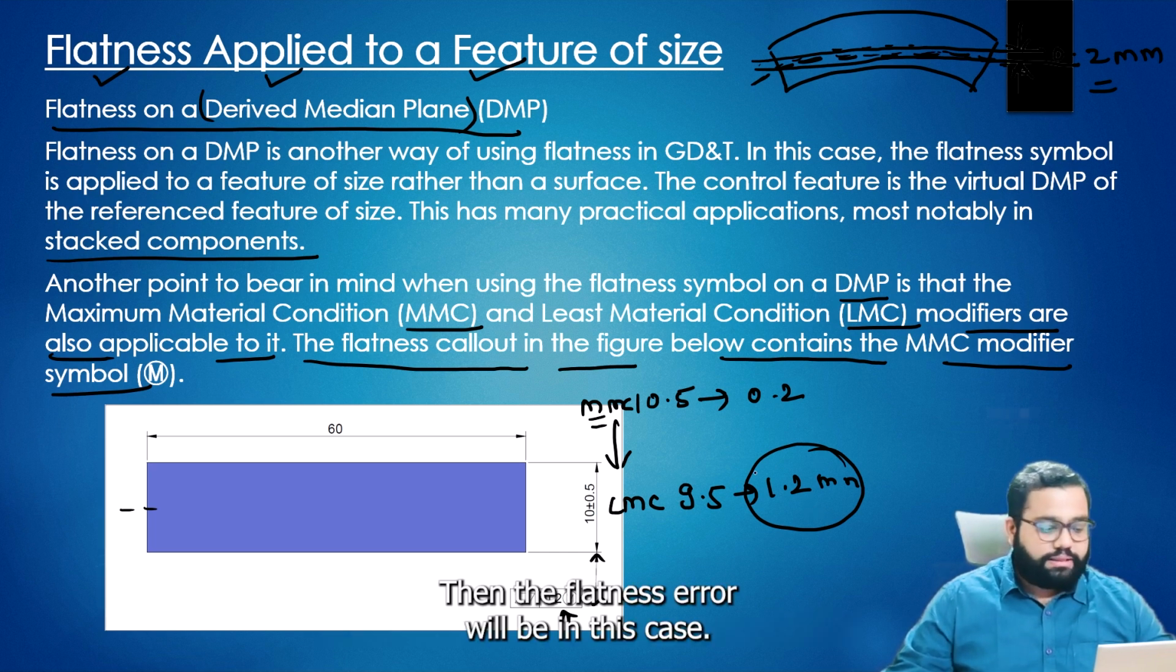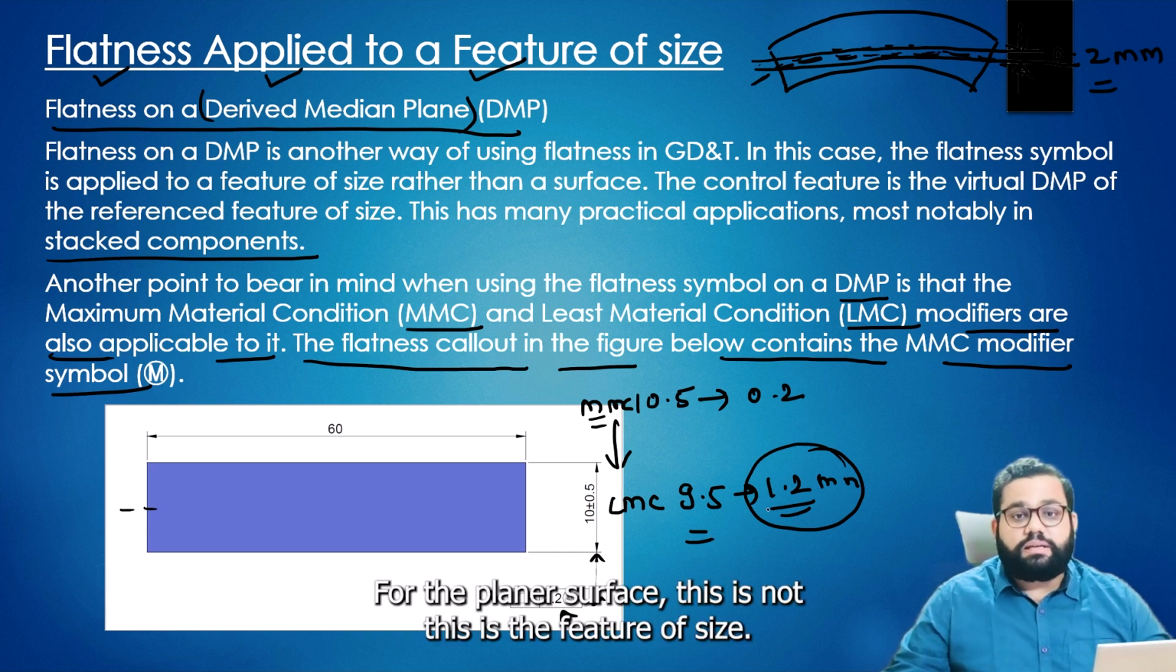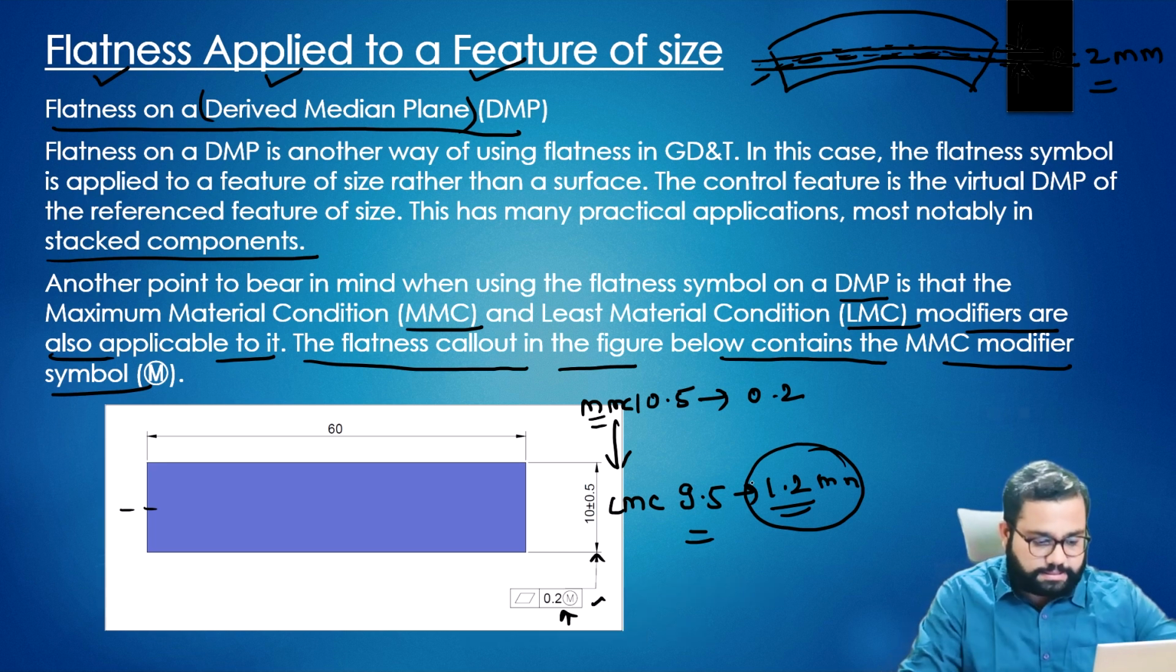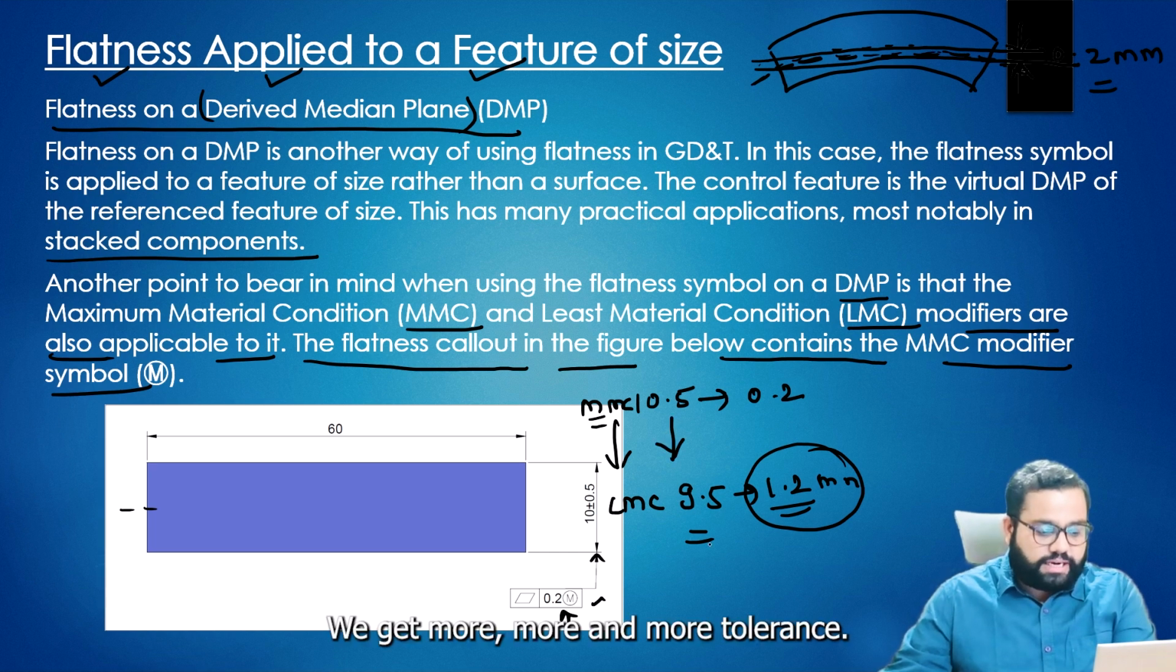So the part produced at 10.5 mm has a tolerance zone of 0.2 mm, and at the LMC condition the flatness tolerance becomes 1.2 mm. For a planar surface, this is the feature of size. When we apply the condition to a feature of size, we get more and more tolerance.